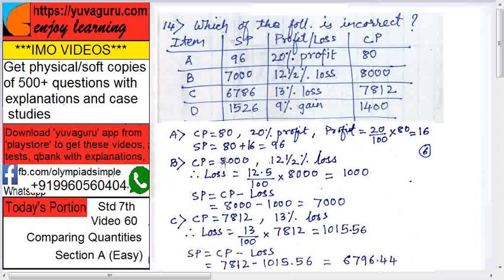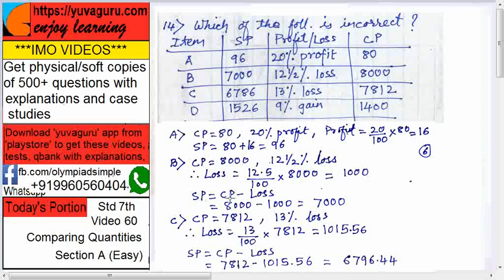Cost price 8,000, 12.5% loss. Now find the loss first. 12.5 upon 100 into 8,000. So the zeros cancel, and 12.5 into 8 is 100. So the loss is 1000.